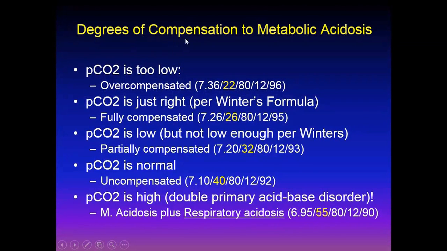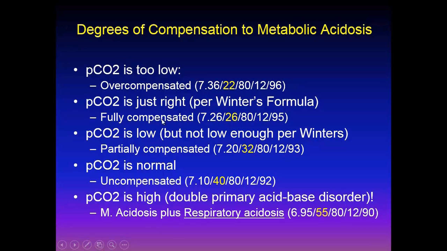So there are degrees of compensation to a metabolic acidosis. Starting with the second row, PCO2 is appropriate. That's the blood gas. The bicarb is 12. PCO2 is appropriate by Winter's formula, 1.5 times 12 plus 8 is 26, or by the last 2-digit rule, the last 2 digits of the pH are very close or exactly the same as the PCO2.